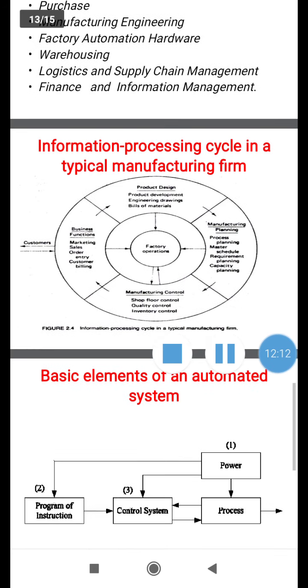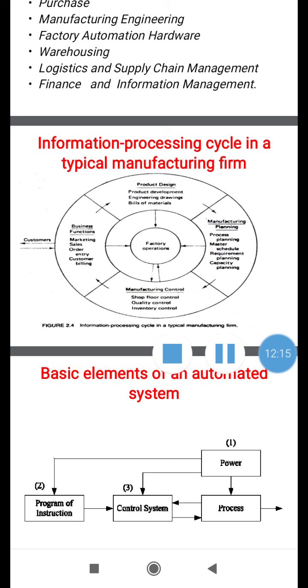Next one, control, that is manufacturing control. Once the design is completed and the plan is selected, then you go for a control operation, that is the manufacturing control process, that consists of shop floor control, quality control and process control, that is related to the third step of operation. After this control, you go for a business function, that is related to marketing, sales, order entry and customer reviews. So these are the 4 basic steps of a processing cycle for a manufacturing process: design, planning, control and business function.